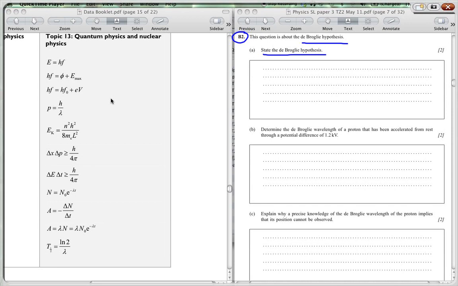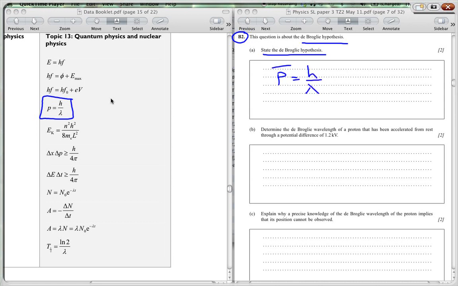Now, de Broglie stated that all particles have an associated wavelength. So you can calculate the wavelength of any moving particle. The formula that we have, the de Broglie hypothesis formula, is that your momentum, p, is equal to h over lambda.